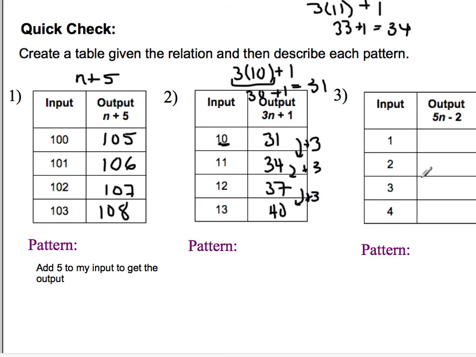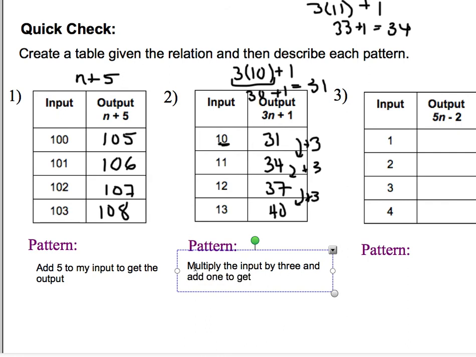Okay. Here, sorry. Let's go back and do our pattern. So multiply the input by 3 and add 1 to get output. Sounds good? Okay, let's take a look at the last one.